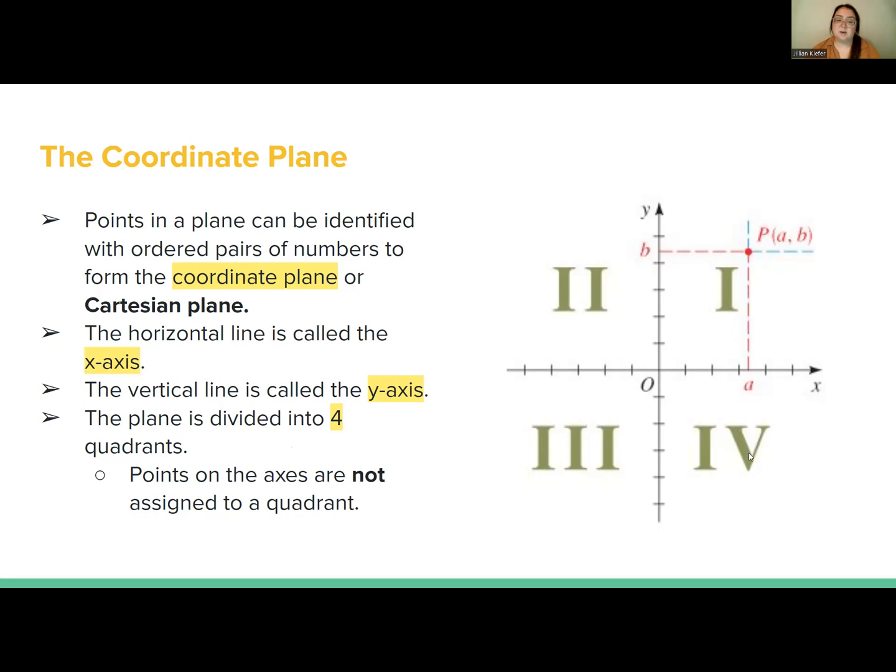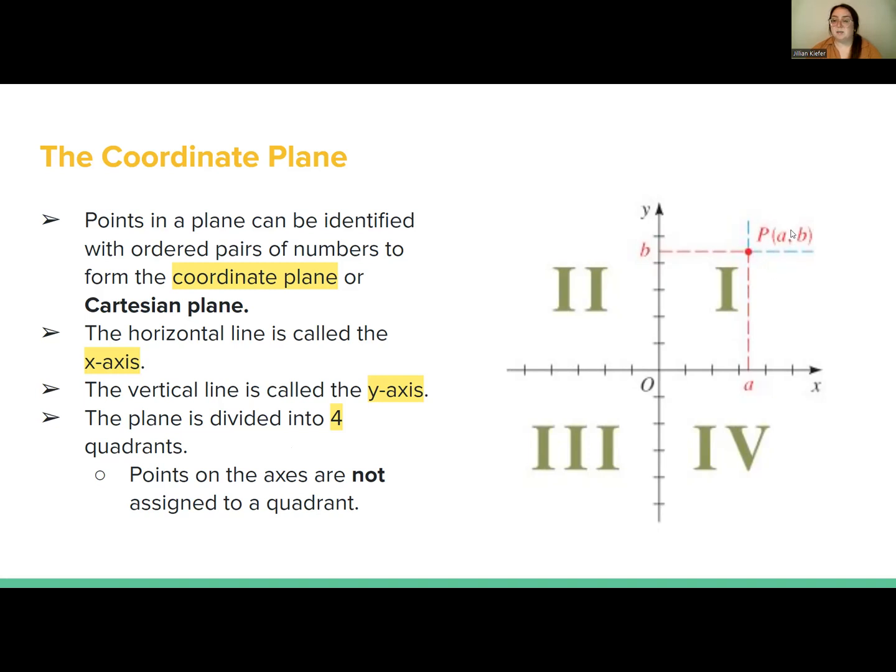And the plane is divided into 4 quadrants. We've got quadrant 1, quadrant 2, quadrant 3, and quadrant 4 here. The points on the axis are not actually assigned to any quadrant. They don't belong to one because they're basically right on the edge of 2.